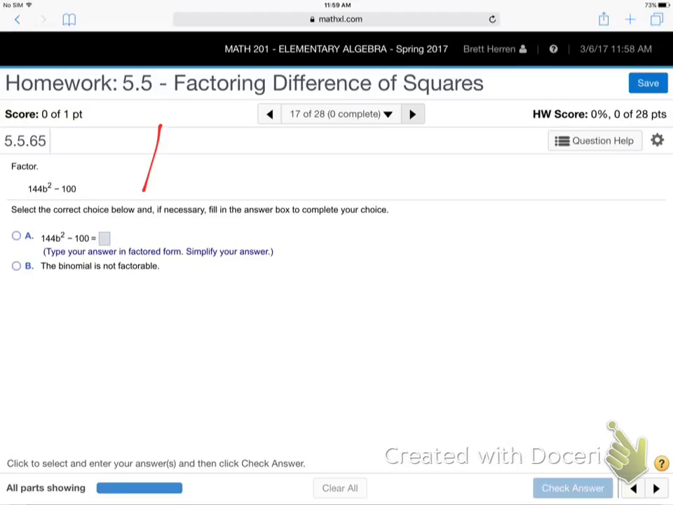All right, so 144b squared minus 100. Give it a try. It's going to fool you. Probably. I bet there won't be more than 2 people in the class that get it right. I'll bet you. Use your calculator.